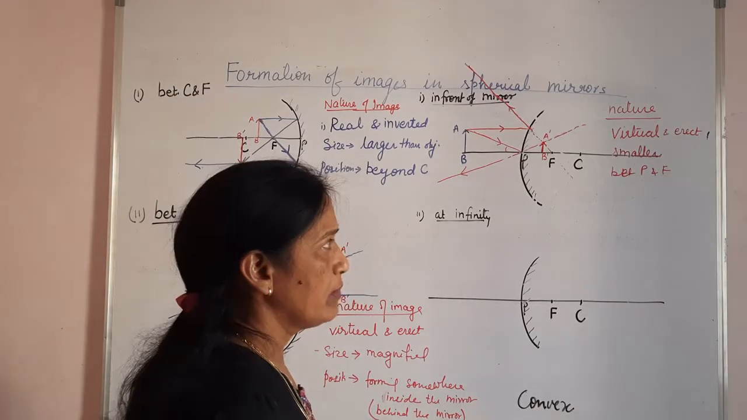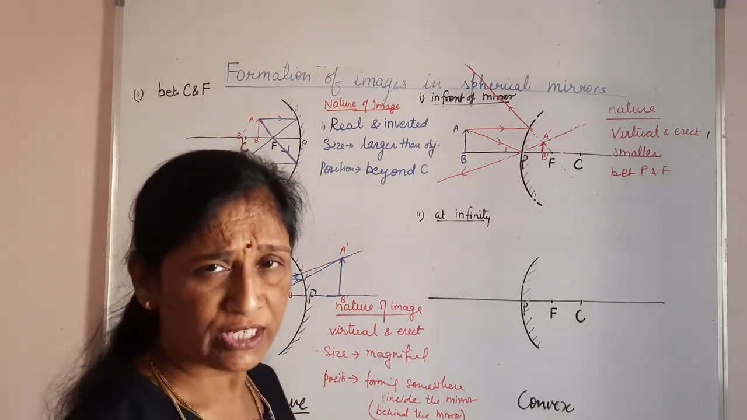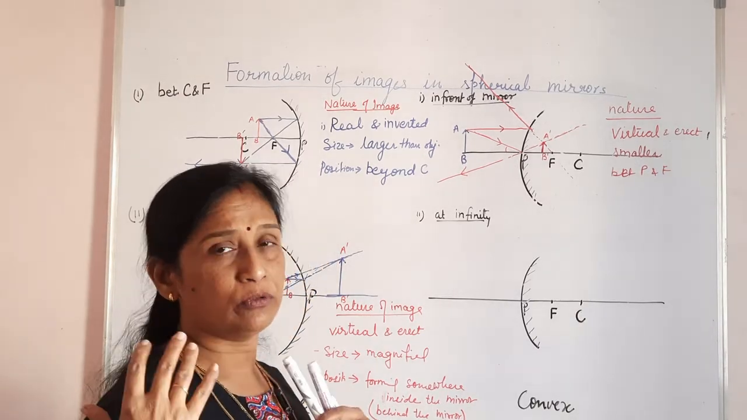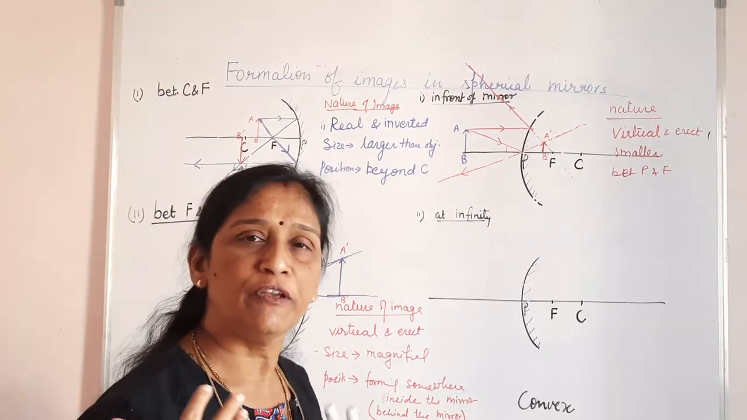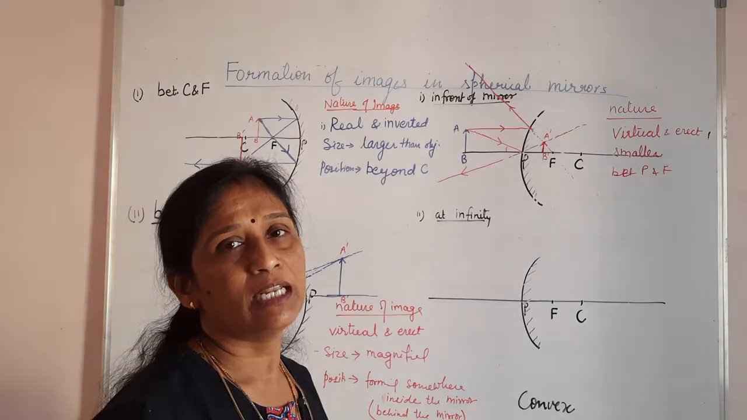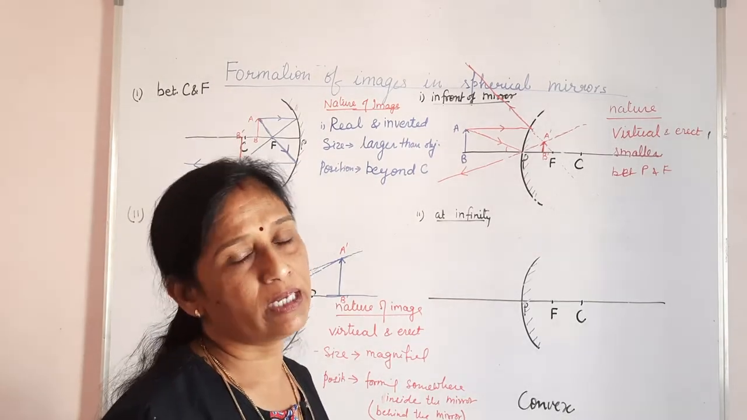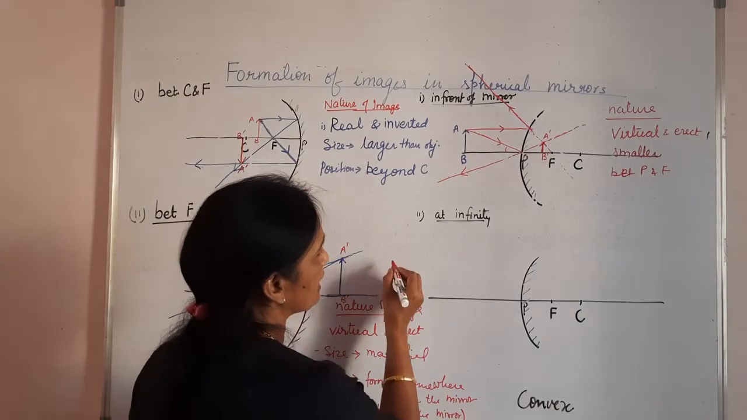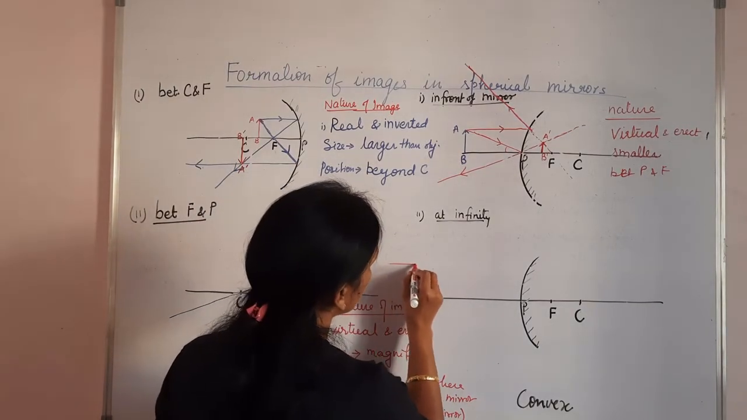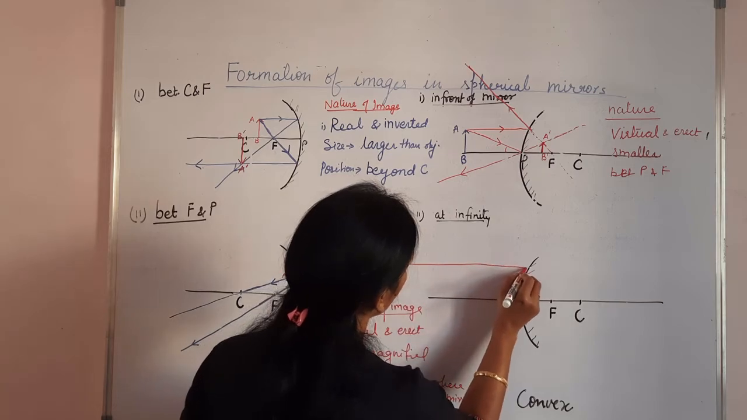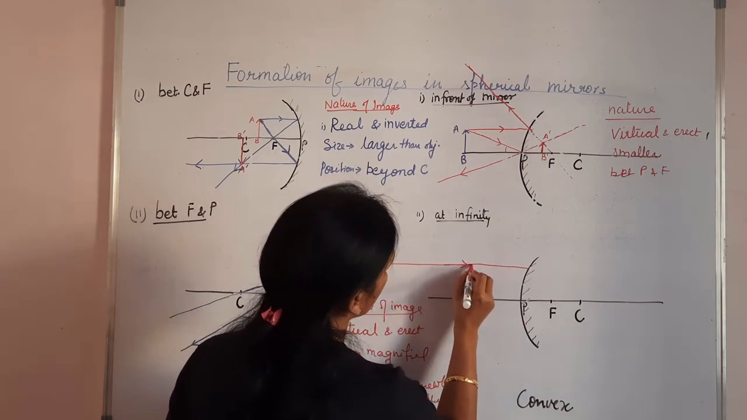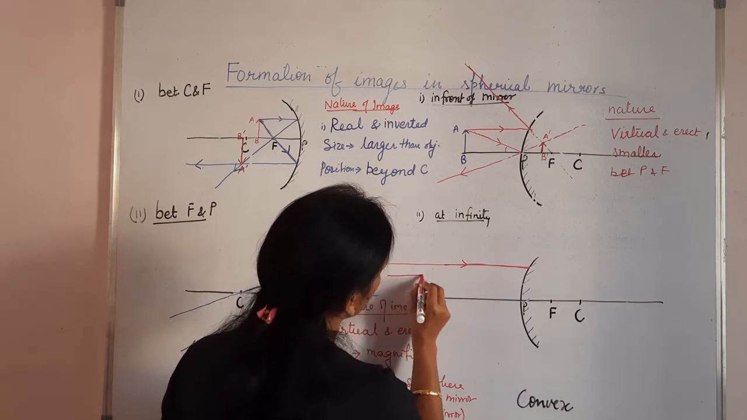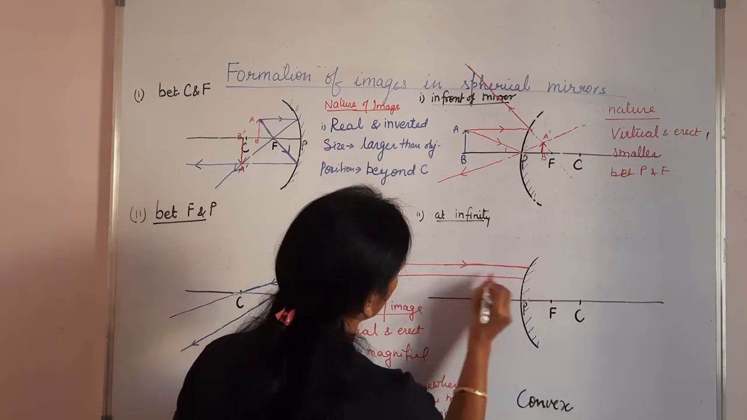ठीक है, let's come to the next one. हमने क्या पोजीशन लिया है? Infinity we had taken. ऑब्जेक्ट जो है वो बहुत दूर है. And if an object is very far, we consider that the light coming from it, they are parallel to each other. तो बहुत दूर है तो हम ऑब्जेक्ट नहीं दिखाते हैं, we only show the light rays coming from it. So all the light rays coming from that object, let's see that they are parallel to each other.